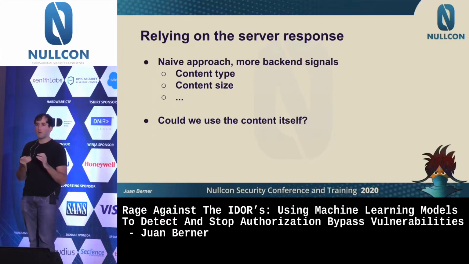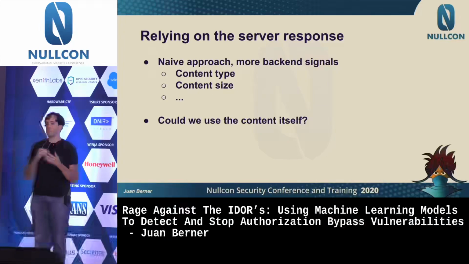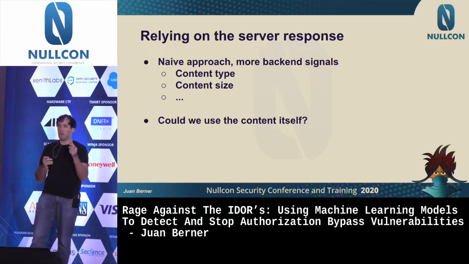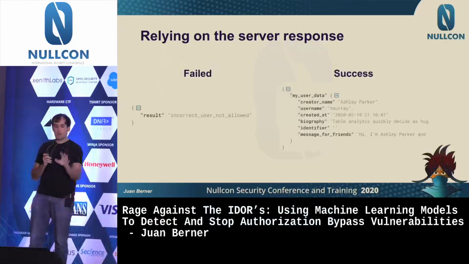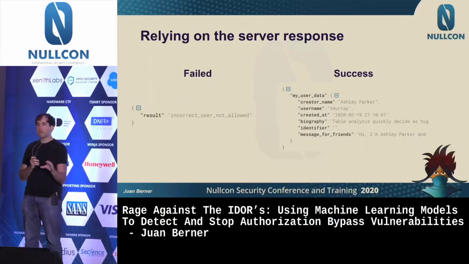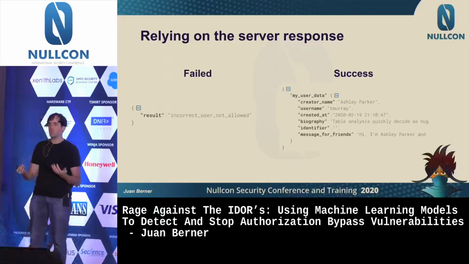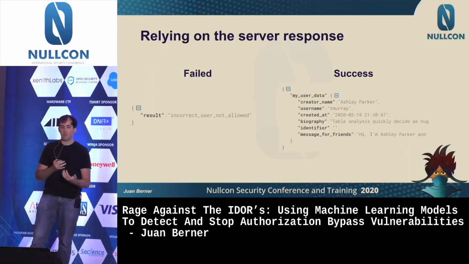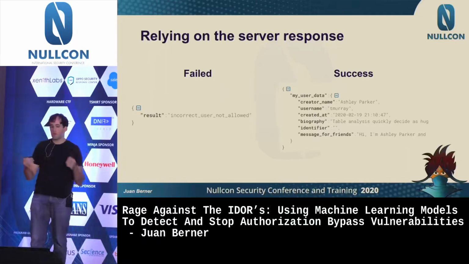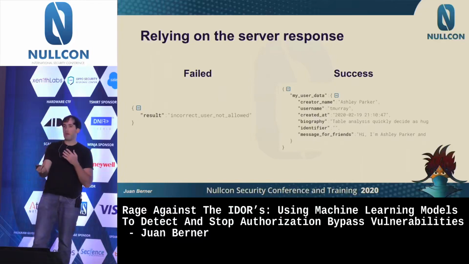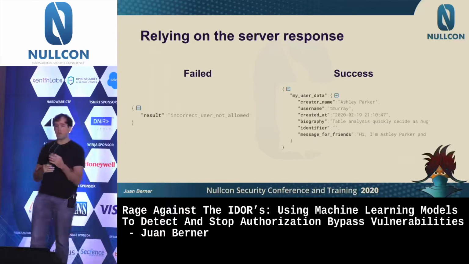If you do that, then you have an issue of APIs that might return you the same amount of content, just with a failed message. And when it's a successful message, it might return you the good information. But like in this case, there might be some patterns that you could see and that machine learning models could also learn. So for example, when it fails, it's always sending an incorrect user not allowed message. But when it's successful, it's sending some other information, like creator name or biography.